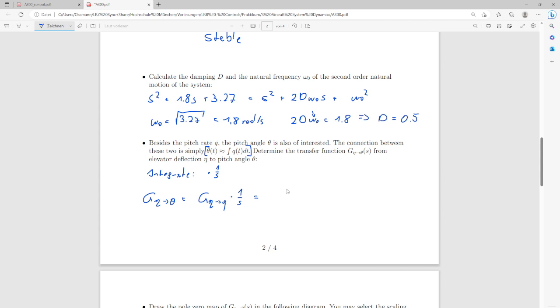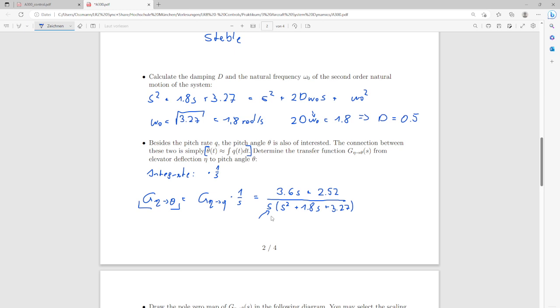And if we take a look at how that transfer function looks like, it's 3.6 s plus 2.52 over, we got the 1 over s, and then we have this quadratic polynomial s squared plus 1.8s plus 3.27. This is now our transfer function from the elevator deflection to the pitch angle, where we see it has an additional integrator in there, obviously because we integrated the transfer function.